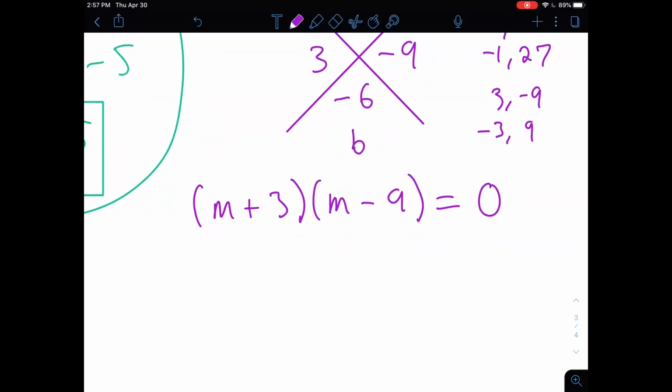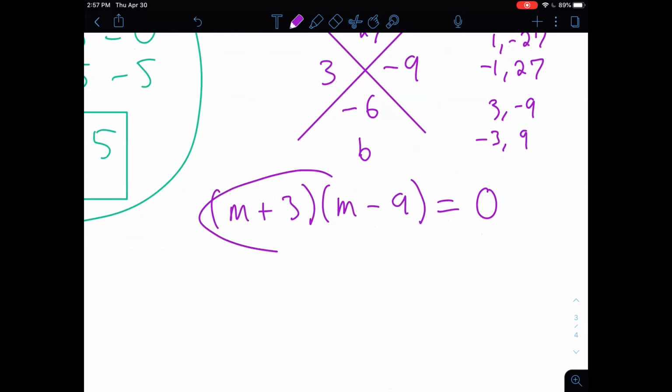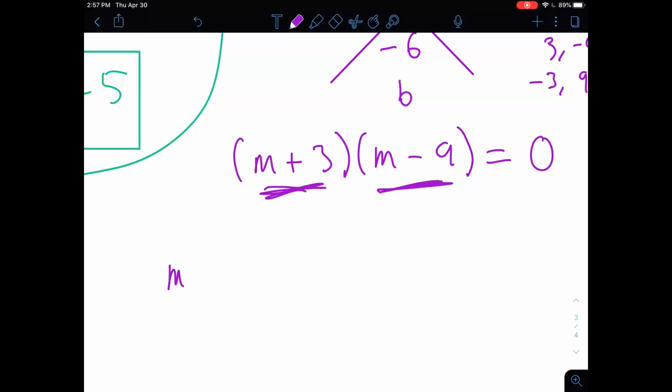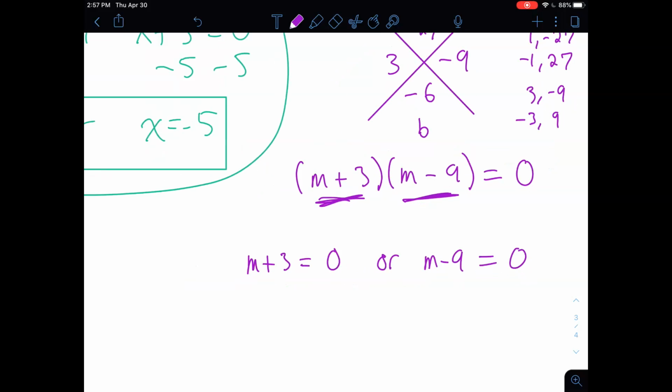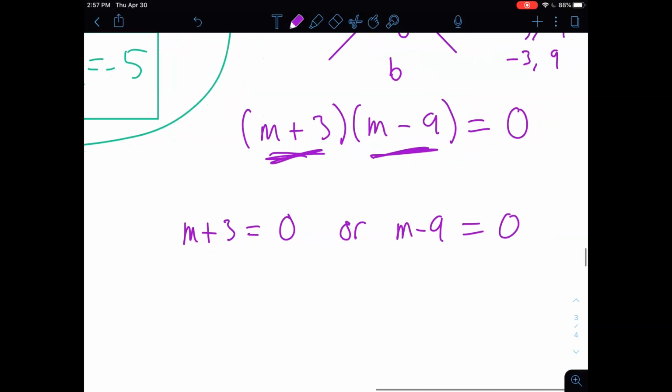All right. So now that we have this, remember, if this entire thing equals 0, we're going to set this equal to 0 or this equal to 0. So we're going to literally do that. We're going to do m plus 3 equals 0, or m minus 9 equals 0. Then we're going to solve it. How do we solve for m plus 3 equals 0? We're going to subtract 3. m equals 0 minus 3, which is negative 3.